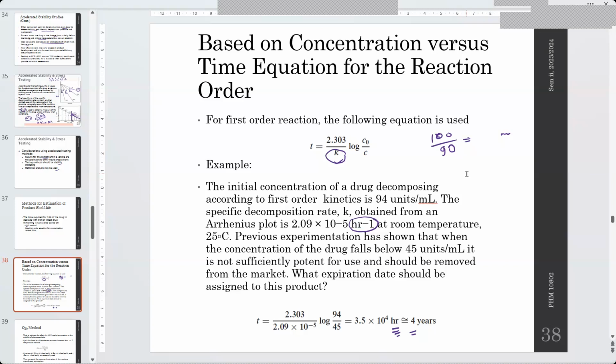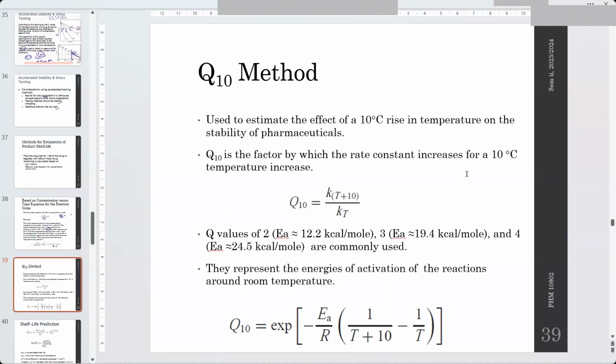Okay, this is the use of the time equation according to first order reaction, if my drug degradation is a first order degradation. So there's another method, we call it Q10. Q10 is the ratio between the K values at two temperatures, one of them 10 degrees higher. This is used to estimate the effect of a 10 degree rise in temperature on the stability of pharmaceuticals. Q10 is the factor by which the rate constant increases for a 10 degrees Celsius temperature increase.